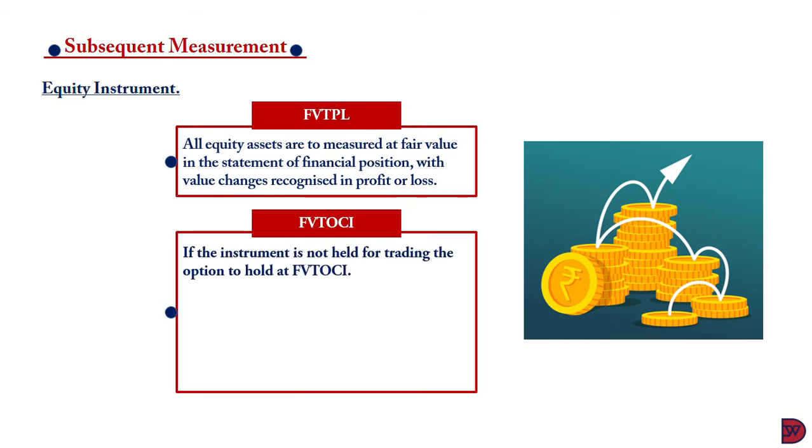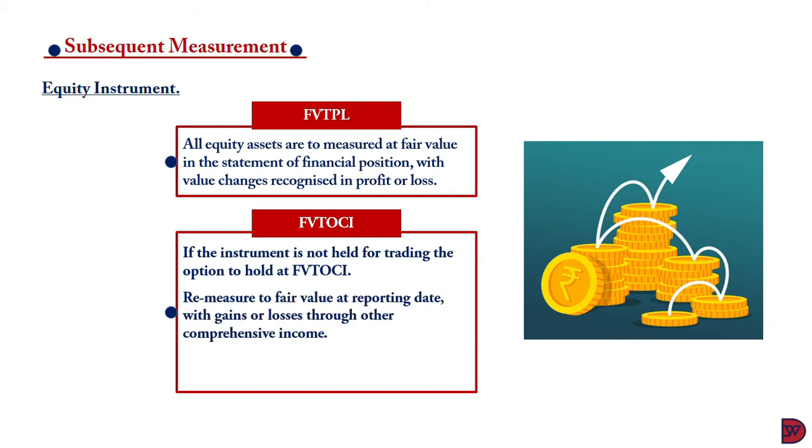Now, if an equity investment or instrument is not held for trading purposes, that is, it is supposed to be held and collect contractual cash flows to its maturity period, an entity can make an election at initial recognition to measure it at fair value through other comprehensive income, with gain or loss recognized in the other comprehensive income, and only dividend income recognized in the profit or loss.